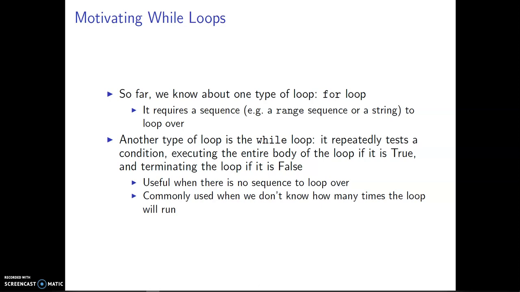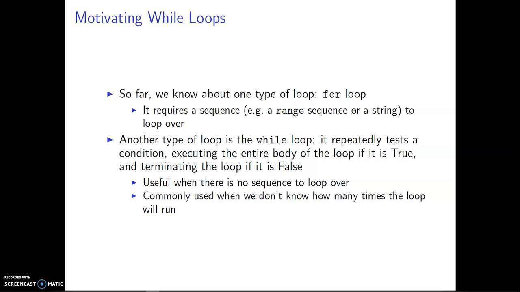So we've seen one type of loop so far. It was the for loop. It requires some sort of sequence, such as a string or a list, I should add. Another type of loop is a while loop, and it's just going to repeatedly test some condition and continue to execute the body of the looping structure as long as that statement is true. It terminates once it's false.